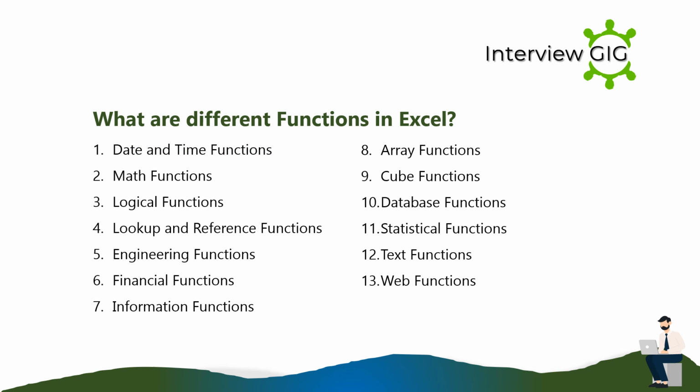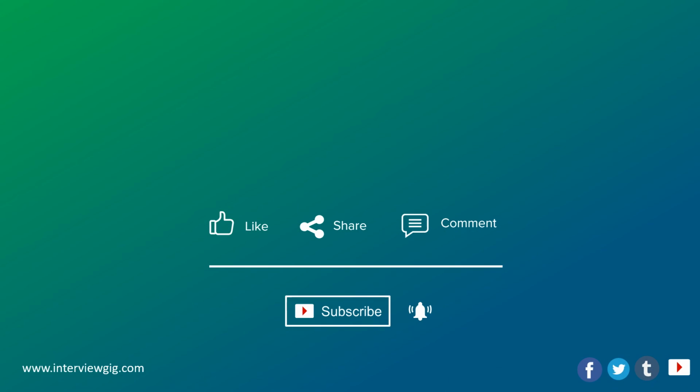What are the different functions in Excel? 1. Date and time functions. 2. Math functions. 3. Logical functions. 4. Lookup and reference functions. 5. Engineering functions. 6. Financial functions. 7. Information functions. 8. Array functions. 9. Cube functions. 10. Database functions. 11. Statistical functions. 12. Text functions. 13. Web functions.